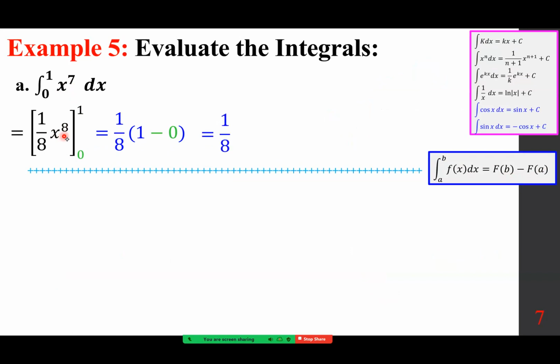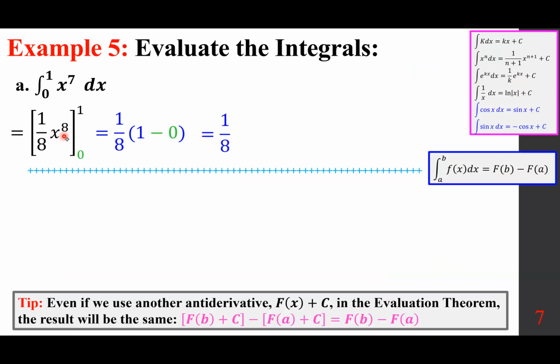And again, the tip, as it was mentioned before, even if we use another antiderivative, F of x plus a constant, in the evaluation theorem, the result will be the same because capital F of b plus c minus capital F of a plus c, this one with this one cancel each other. That's why, because the result is a number, we don't write a constant. This is called definite integral. We want to evaluate this.